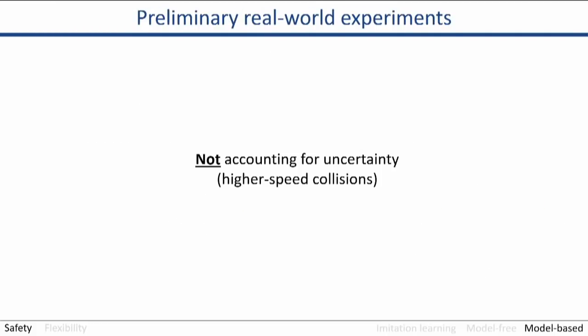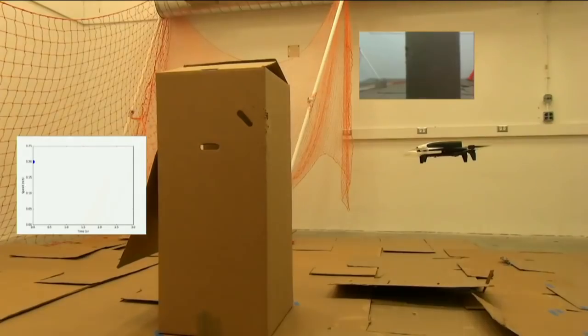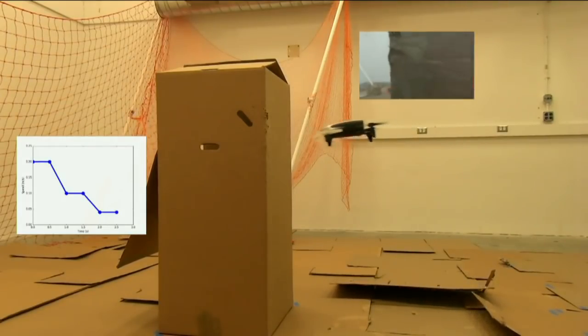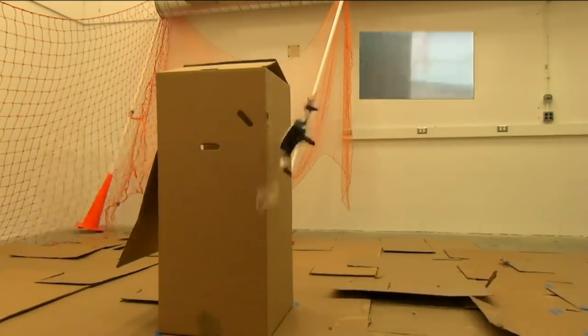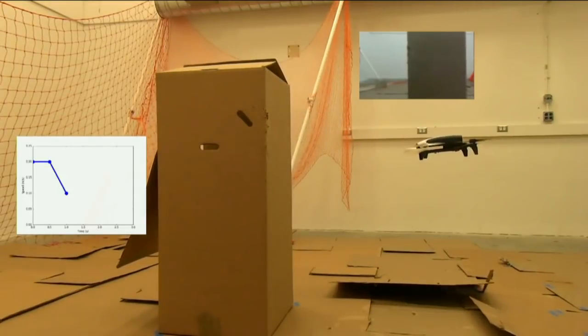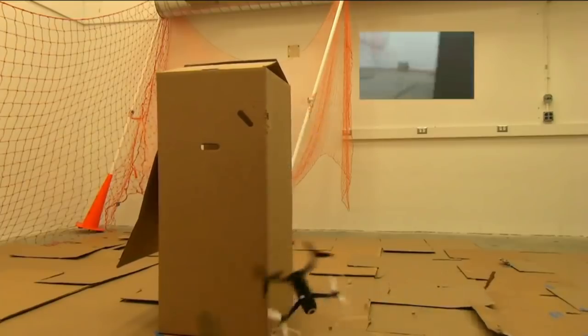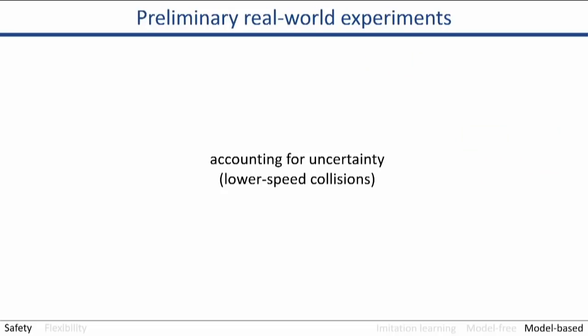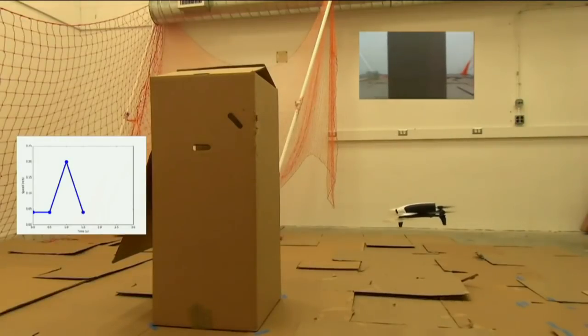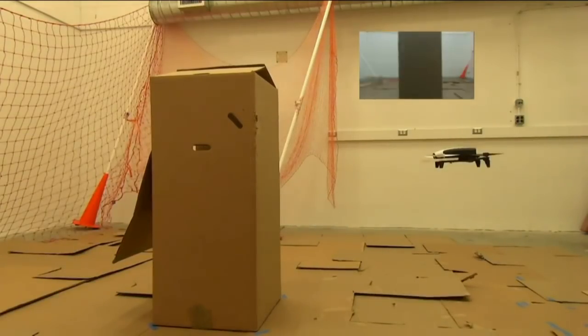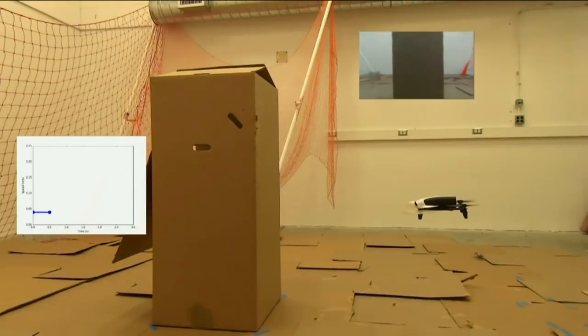Okay, so that's the end of the method. Now some preliminary real-world experiments we ran a while ago. This is what happens if you don't account for uncertainty. It just goes full speed ahead when it hasn't seen the obstacle and crashes. Now, if you account for uncertainty, we can't say that it's never going to fail. But at least when it didn't know, it bumped into it slowly and it survived.